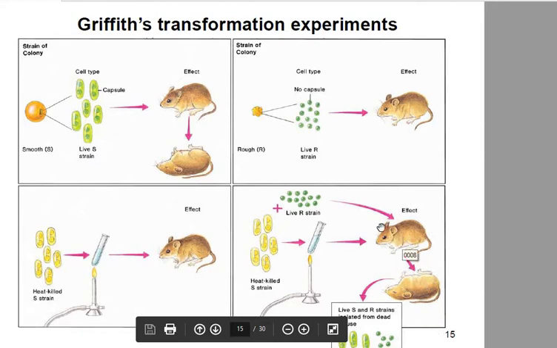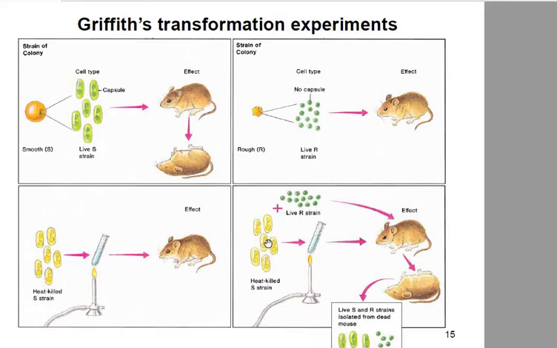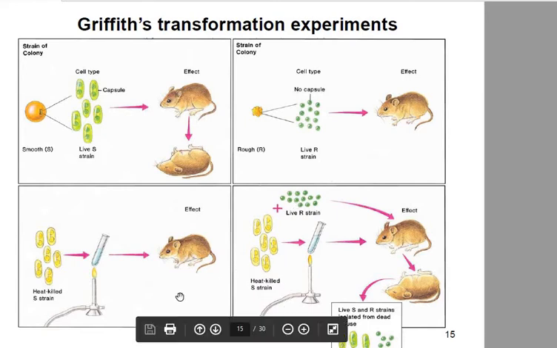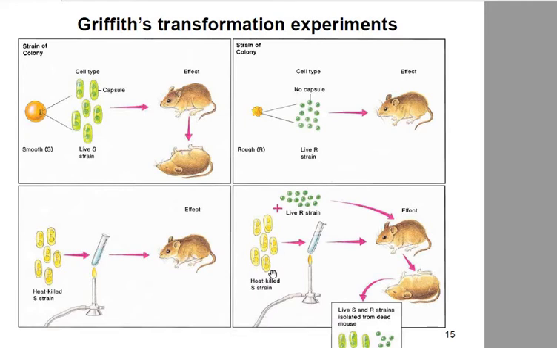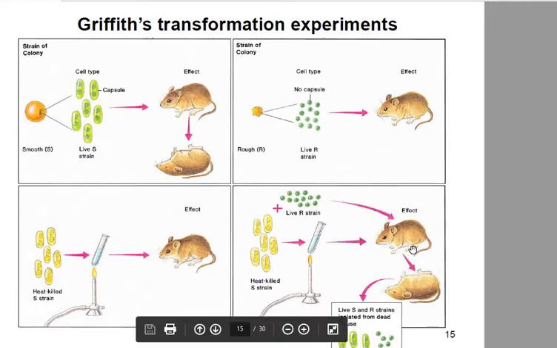So what is causing this kind of transformation? We realize that there is a transformation going on because the smooth strain here, okay, when it is heated and killed, it is not supposed to cause disease, as we can see over here. But this time when it is added to the R strain, which is also not supposed to cause disease, as we see over here, realize that the bacteria, the R strain bacteria, the live one, develop the characteristics, the virulence of the S strain in order to cause the disease over here.